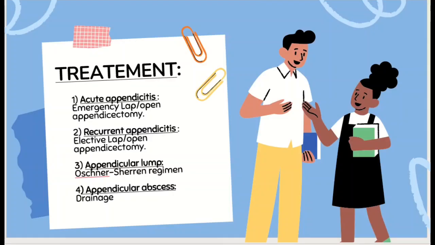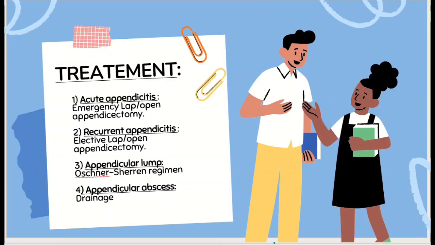Coming to the treatment part, let's have a brief overview of the treatment. If it is an acute appendicitis case, then we should go for emergency laparoscopic or open appendectomy. If it is recurrent appendicitis, where previous history is also there, then we go for elective laparoscopic or open appendectomy.